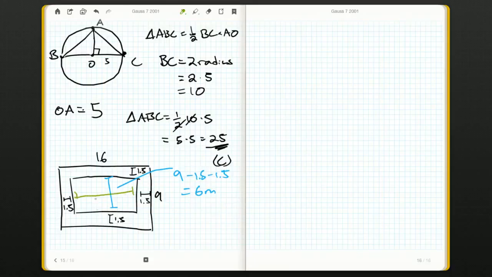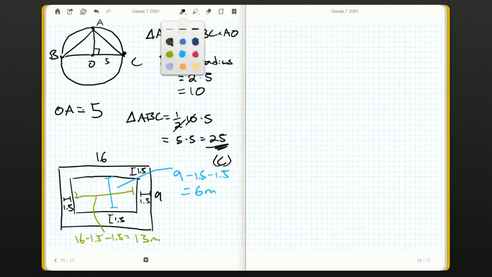And how wide is the area that we have to work with? Well, it's 16, and we also have 1.5 taken off on each side. Remember, this is the bare minimum that we need to take off. It might be a thicker border, who knows, but we need to at least have this. And that works out to 13 meters.